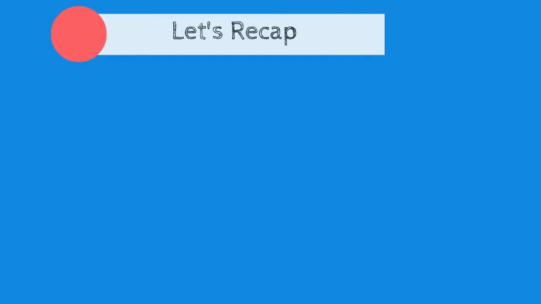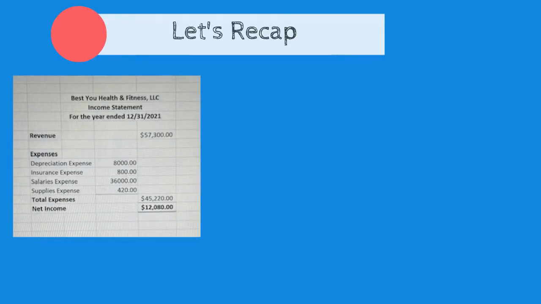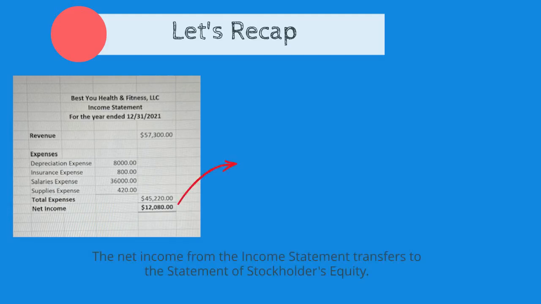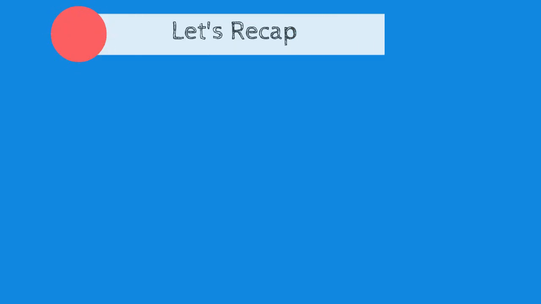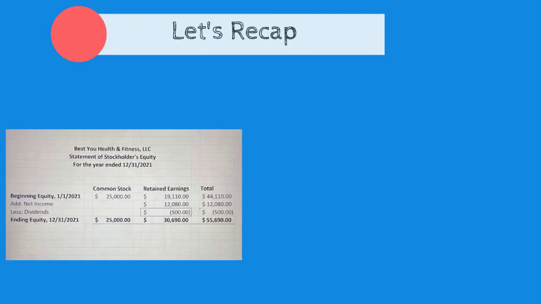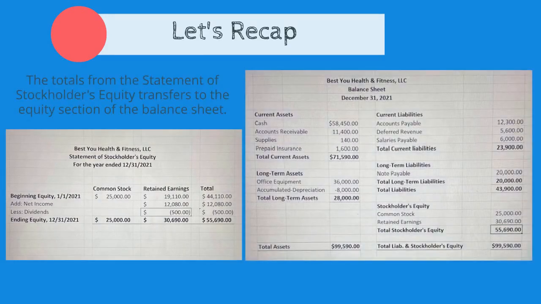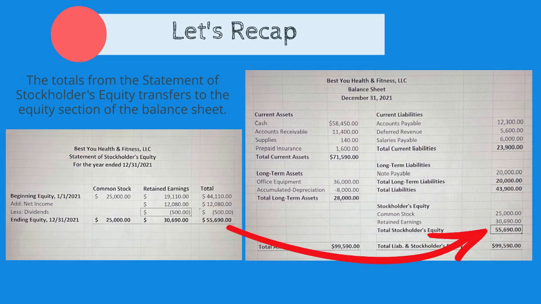Let's recap our financial statements. The first one we prepared was the income statement, which includes revenue and expenses. The net income figure calculated will also go on the statement of stockholders' equity, which includes common stock and retained earnings. The newly calculated ending equity balances on your statement of stockholders' equity will transfer to the stockholders' equity section on your balance sheet. The balance sheet includes assets, liabilities, and stockholders' equity. Be sure when you're finished, your total asset figure matches your total liabilities and stockholders' equity figure.